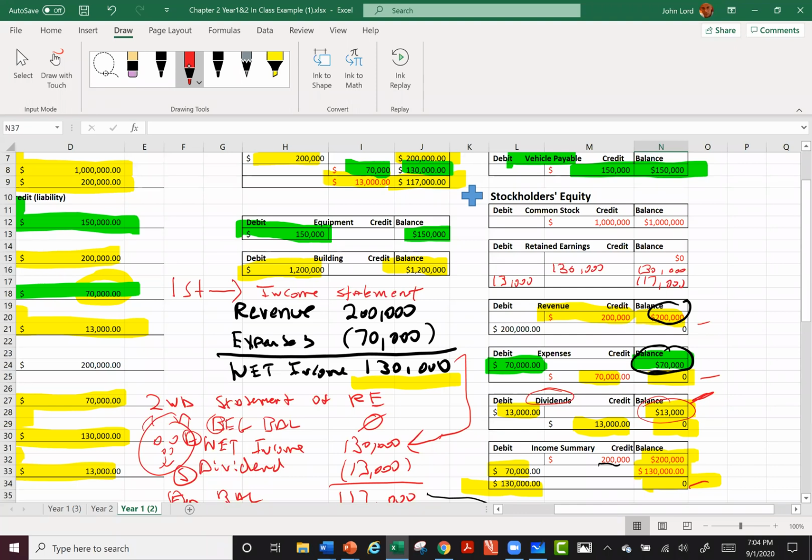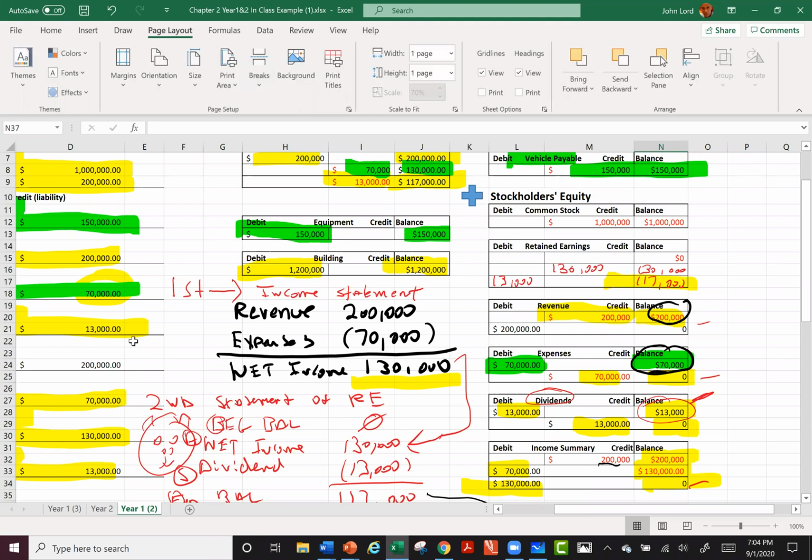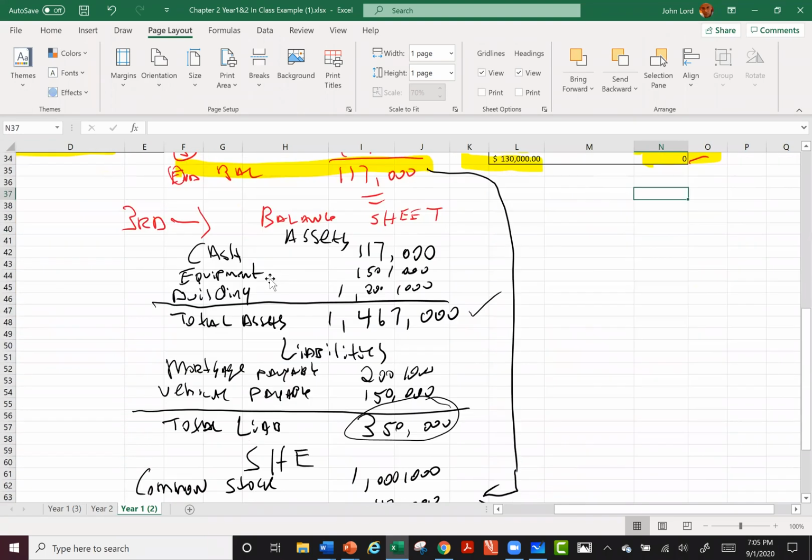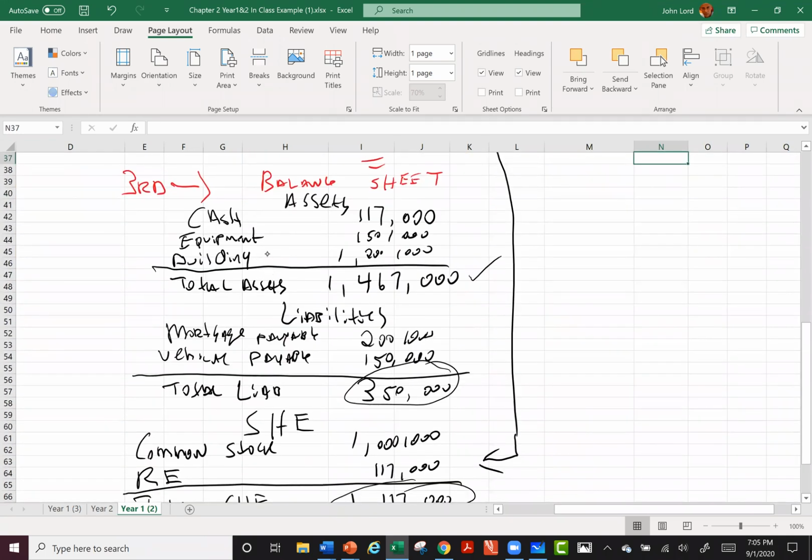These closing entries are beautiful. I just accomplished the objectives of the closing entry, which is to turn revenue to zero, expenses to zero, dividends to zero, income summary to zero. And now the amount in my retained earnings, the 117, matches with what? What I said the ending balance was on my statement of retained earnings, what I said the ending balance was on my balance sheet. The world is beautiful.